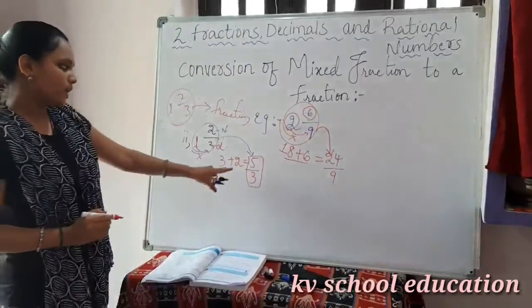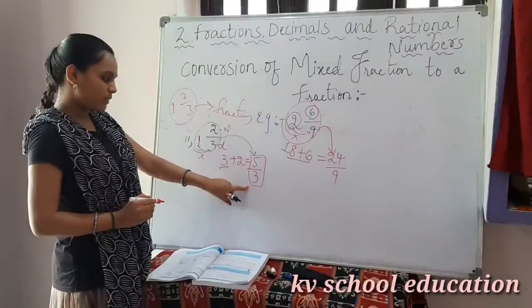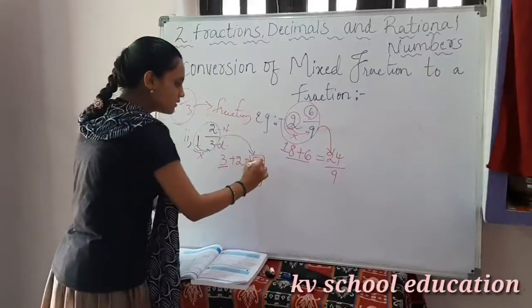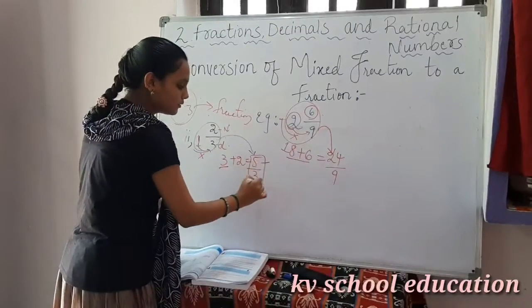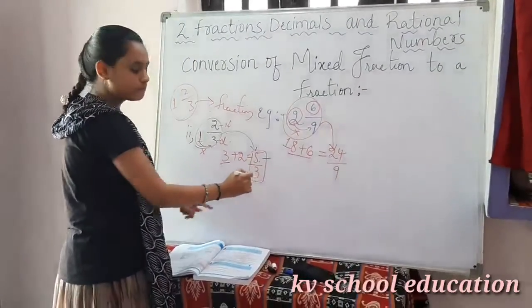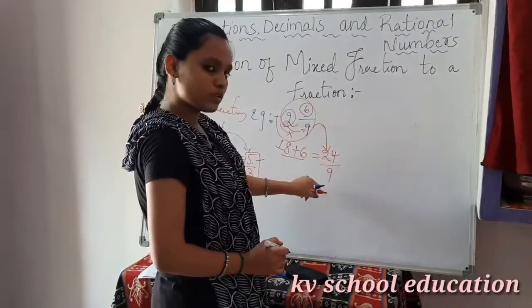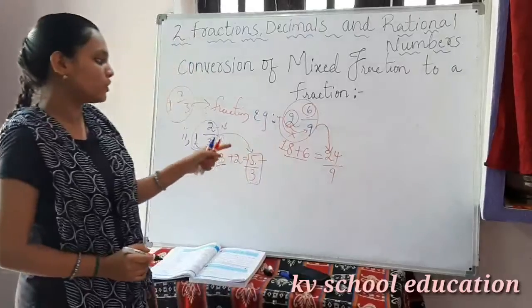So now we will see. 5 by 3 is an improper fraction, because the numerator is greater than the denominator. 5 is greater than 3. So it is an improper fraction. So here 24 by 9 is also an improper fraction because 24 is greater than 9.